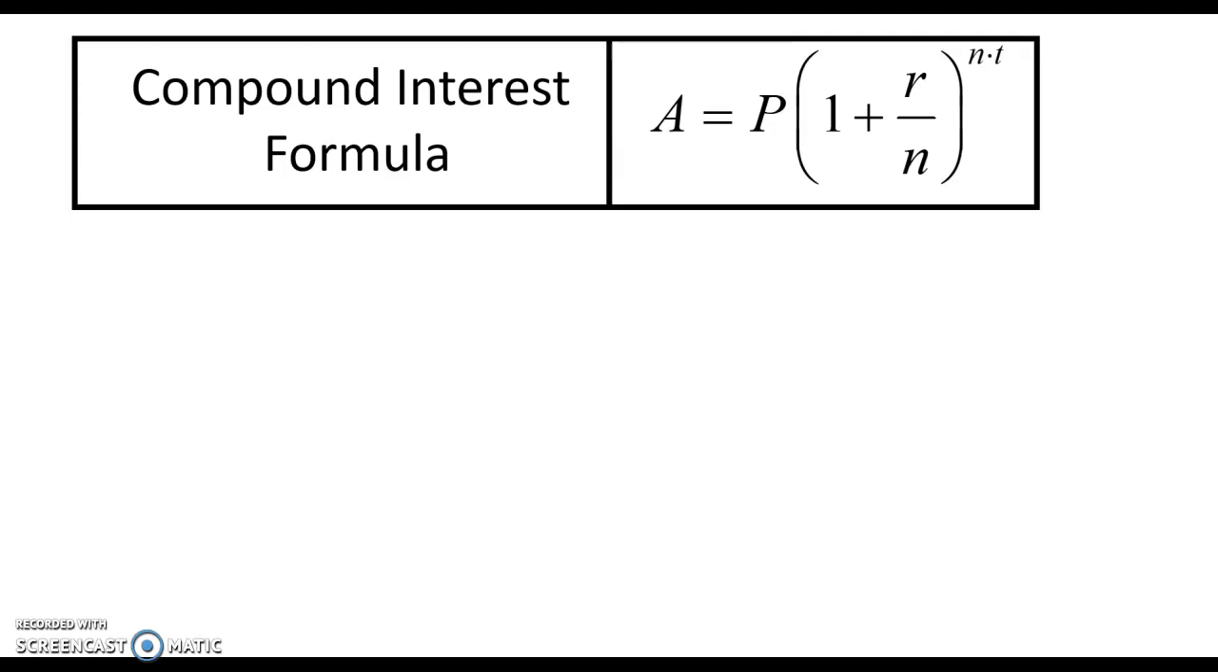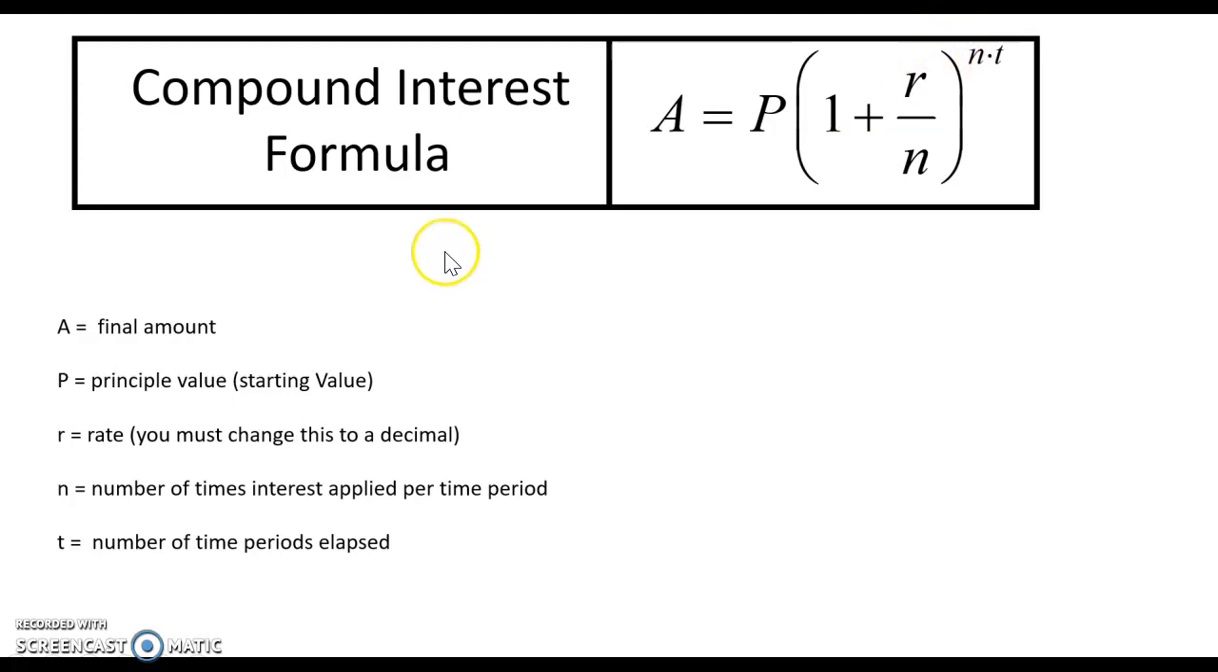Today we're going to be learning about the compound interest formula. A equals P times the quantity 1 plus R divided by N raised to the N times T power. This formula has lots of variables that are defined on the left side of your screen.